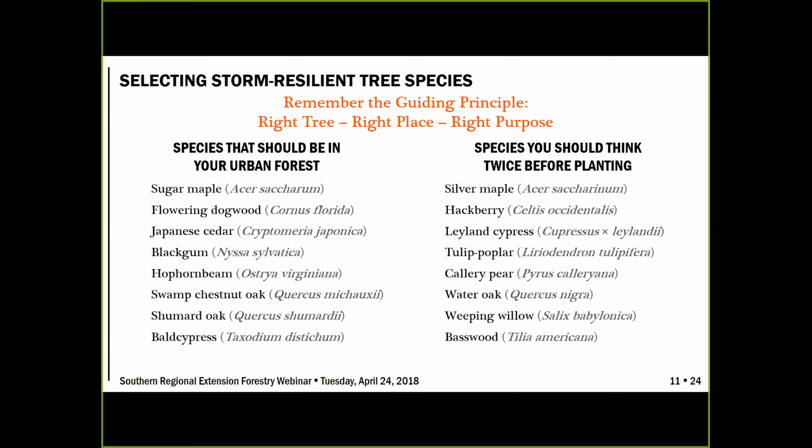Contrast this for a moment with species that you should think twice before planting in your urban forest. These include species such as silver maple, hackberry, Leyland cypress, tulip poplar, Callery pear, weeping willow, and basswood. These species have various growth characteristics or a predisposition to defects that make them a greater risk of failing during storm events. And therefore, there could be significant consequences to those failures, not the least of which is loss of tree canopy cover and benefit provision.